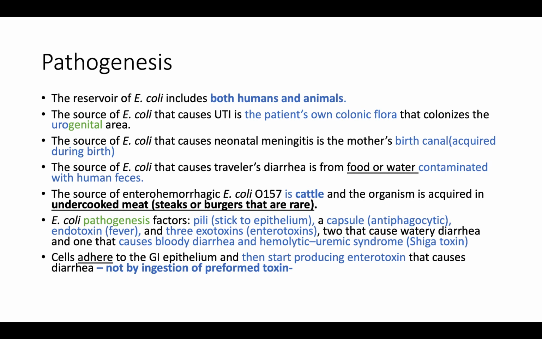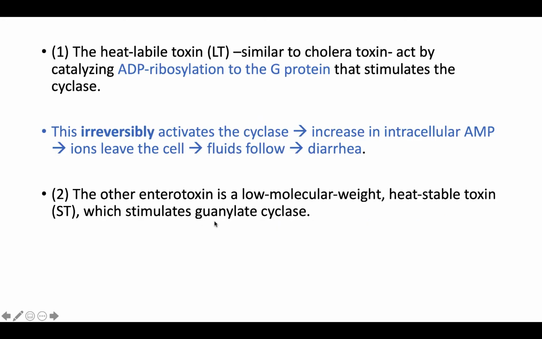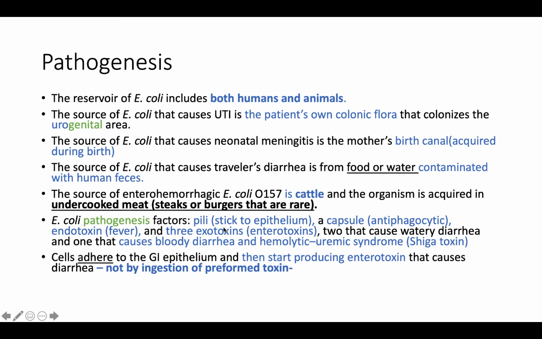We have pili. ذكر البايلي. These are the things that help it stick to the epithelium. And the pili are pre-dilated, يعني عليهم receptors mainly for the bladder مثلا or the gut. A capsule, especially for E. coli, capsule is again antiphagocytic. Endotoxin: it is gram negative, so we'll have endotoxin, cause fever, sepsis, all these things. And it has 3 exotoxins.